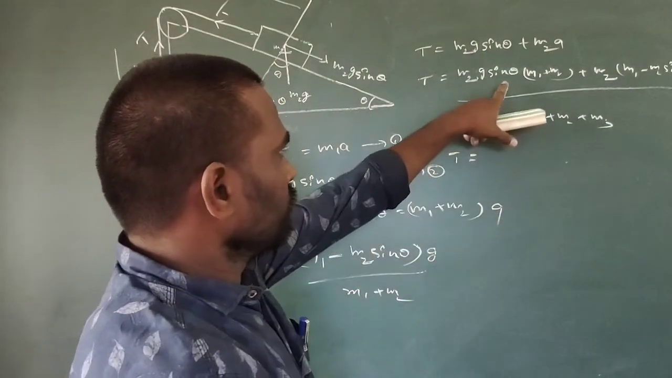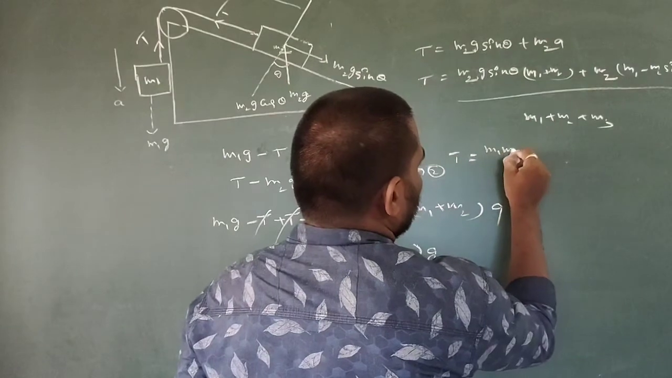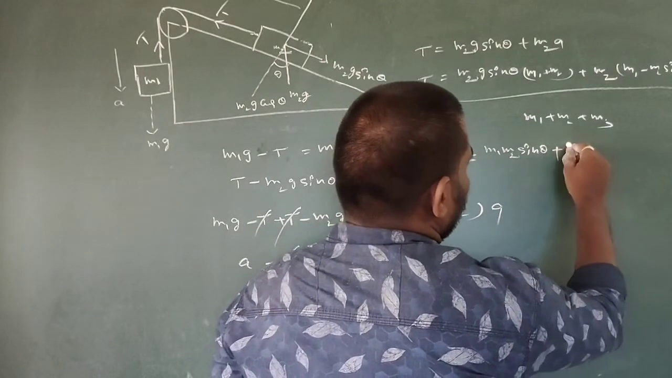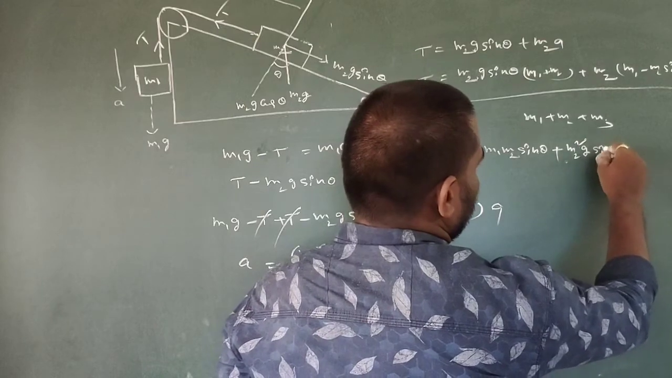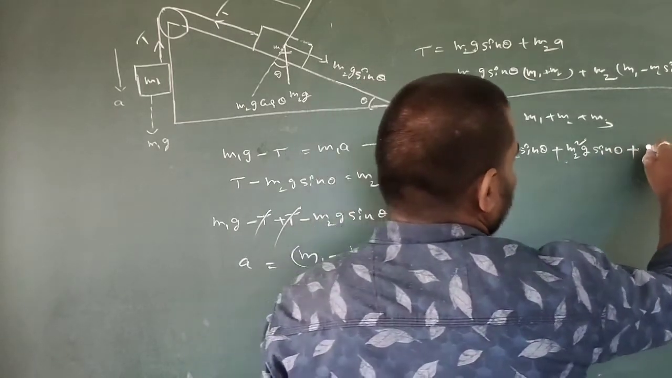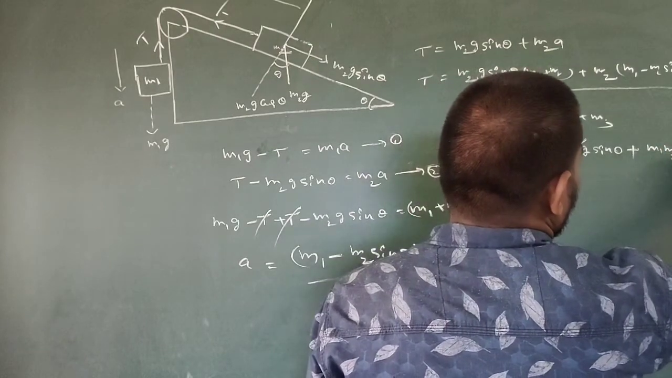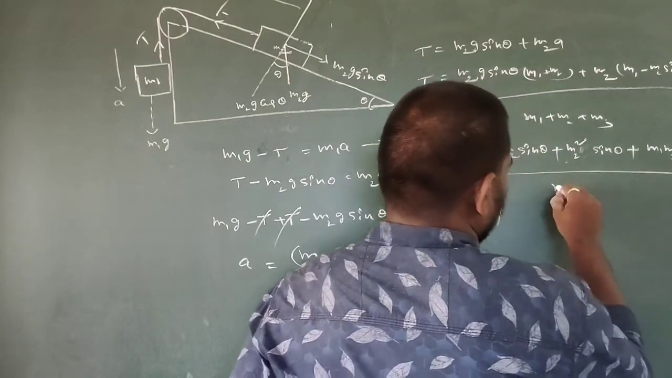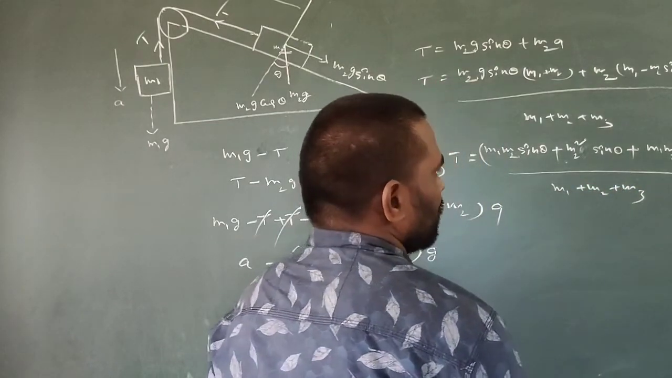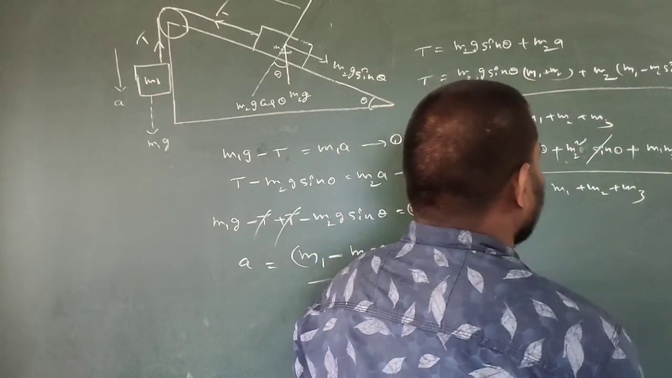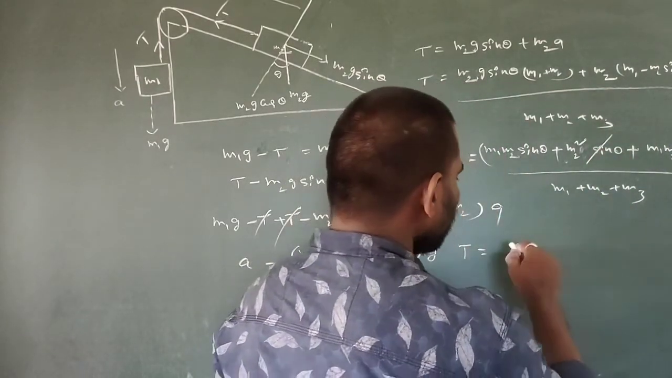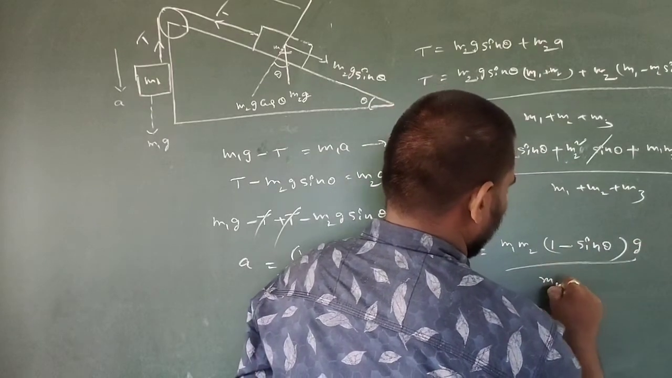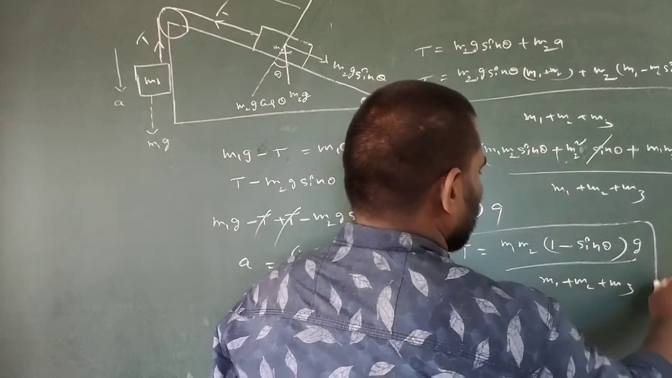Final tension T is equal to m1 m2 sin theta, g common, plus m2 square g sin theta plus m1 m2 minus m2 square sin theta g, all whole common, by m1 plus m2 plus m3. Okay, here m2 square sin theta and m2 square sin theta cancel. Finally, tension T is equal to m1 m2 common, then 1 minus sin theta into g by m1 plus m2 plus m3. This is the tension in the string.